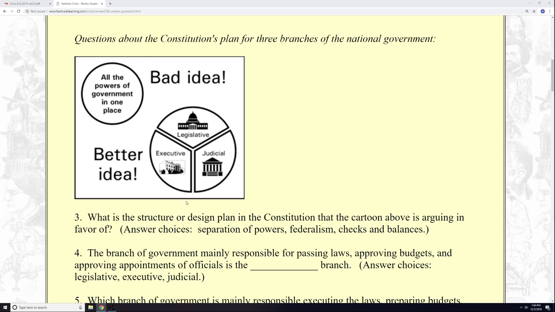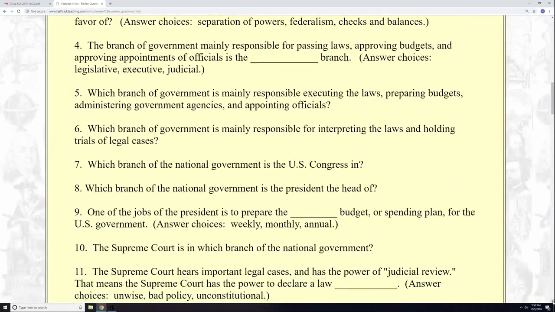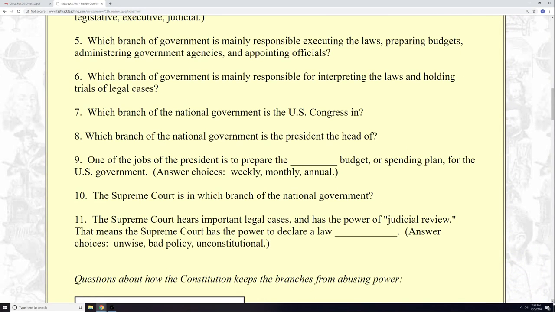All right. So the first one, separation of powers. Very good job. And then the second one, for passing laws and approving budgets, it is legislative. Let's keep going. Which branch of government is responsible for executing laws? Let's do five through eight. Do these four.